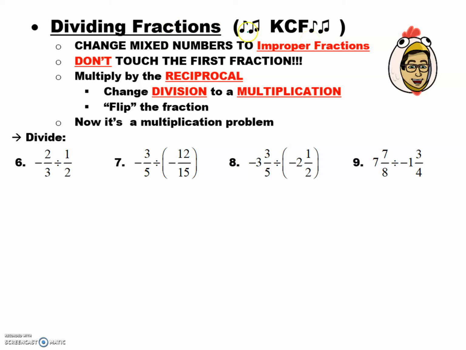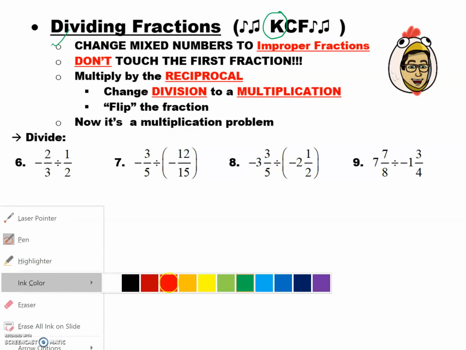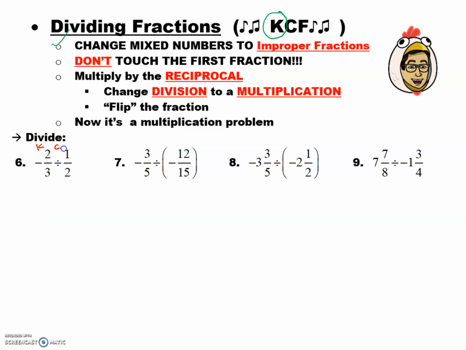So the idea is Kentucky chicken fried, I want to keep, change, flip. I need to first change mixed numbers to improper fractions. That's the first thing. Don't touch the first fraction. Keep it, change division to multiplication, and flip the fraction. Now it's a multiplication problem. Now when do I do keep, change, flip? When I'm dividing. Why would I do it with multiplication? Well, because multiplication is already easy. I don't need to change it. I want to change to multiplication. Division on a Friday night, flipping fractions feels so right, change to multiplication.